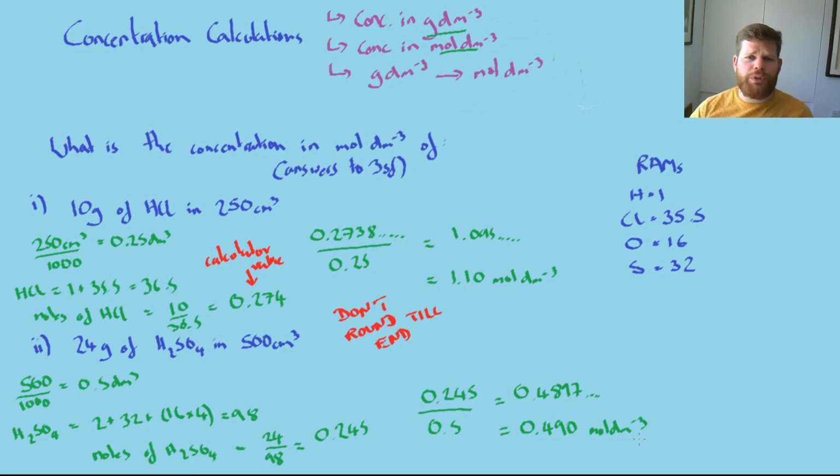So in summary, what we talked about in this video, we've talked about how to do concentration calculations. We've talked about how to work out concentration in grams per decimeter cubed. We've talked about how to work out concentration in moles per decimeter cubed, and we've also talked about how we can convert between the two. How do we go from grams per decimeter cubed to moles per decimeter cubed? And these two questions at the end essentially bring all of that together in some more challenging questions that you might get in your exams.